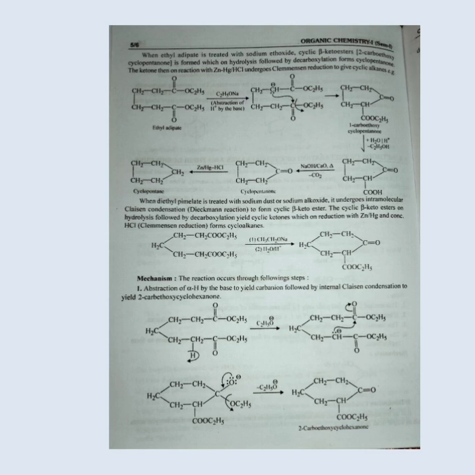Now, mechanism. The reaction occurs through the following steps. First step, abstraction of alpha hydrogen by the base to yield a carbanion, followed by internal Claisen condensation to yield 2-carbethoxycyclohexanone.